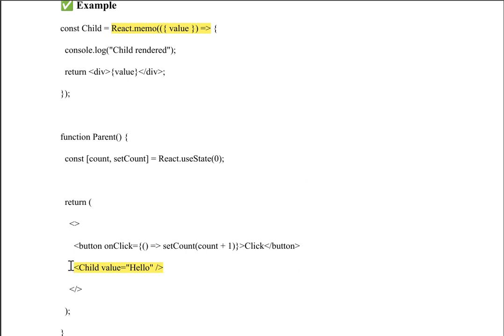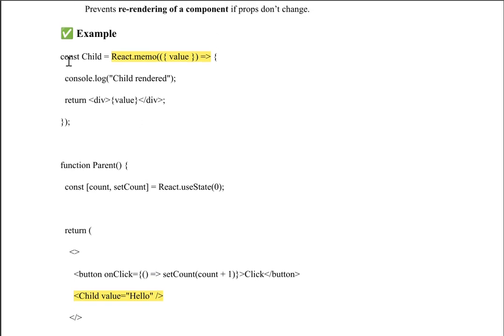And after that they are rendering the child component, passing a prop called value equal to hello. Now if we go to the child component, const Child = React.memo(...). Whenever this value changes, only at that time will this child component get re-rendered. If we don't use React.memo, every time they click on the button, the parent will re-render, and at that time the child will also re-render. But if we use React.memo, it will only re-render if the value changes. Here we are trying to print the value.